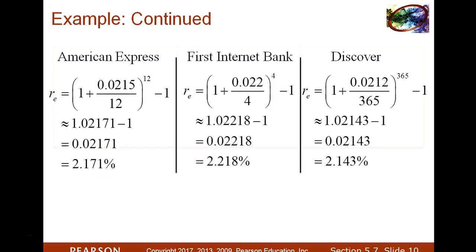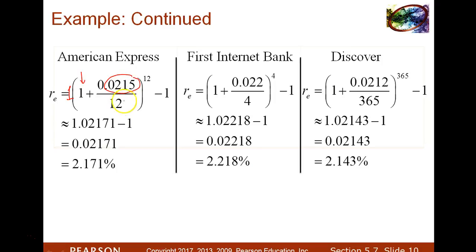So American Express says, I'll compound it monthly. First Internet said daily. I'm sorry, quarterly. And then daily was Discover. So if I was going to put $1 in that account, that would be my principal. This one inside of the parentheses is a part of the formula.